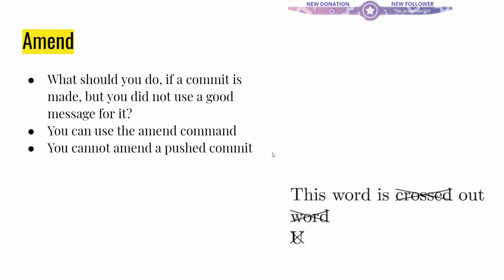Now, of course, we make mistakes and we need somehow to undo them. How do we do that? The first, most simple way to undo mistakes is how do we change our commits? How do we change what we want to commit? How do we change messages that we committed with? And the answer is using the amend command.